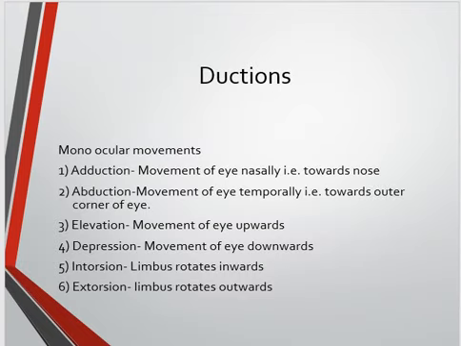What are ductions? Ductions are monocular movements, that is, movement of one eye. As we discussed, adduction is movement of the eye nasally, that is towards the nose. Abduction is the movement of the eye temporally, that is towards the outer corner of the eye. Elevation is the movement of the eye upwards. Depression is the movement of the eye downwards. Intorsion means the limbus rotates inwards, and extorsion is rotation of the limbus outwards. So these are six duction movements.